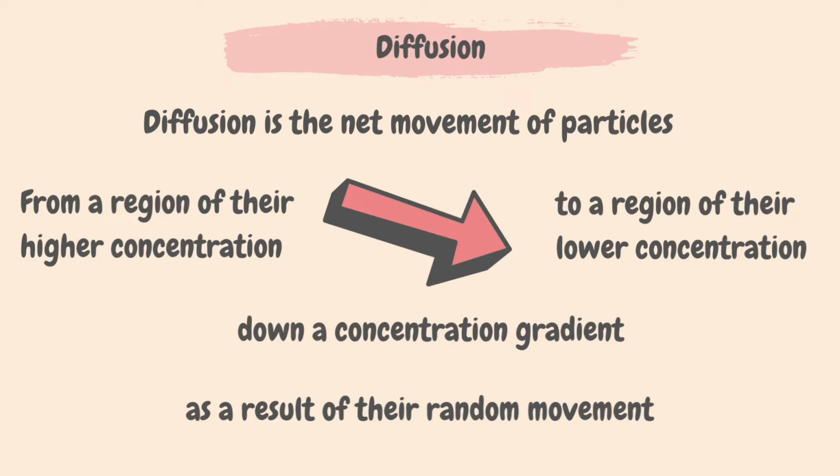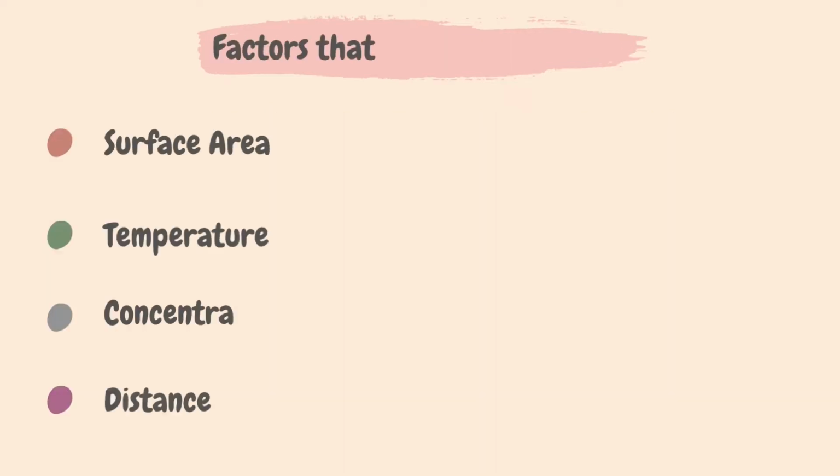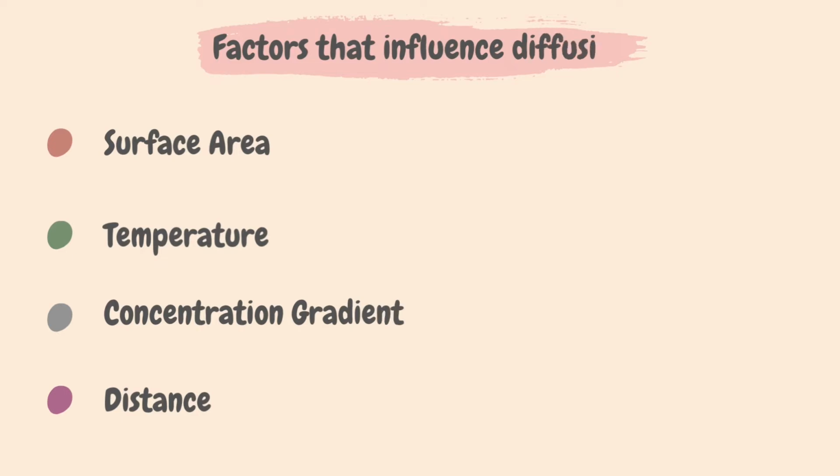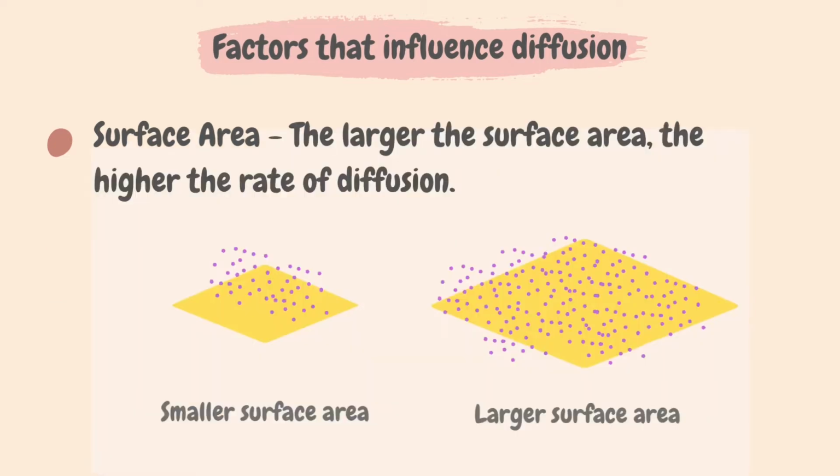Now let's take a look at the factors that influence diffusion. They are surface area, temperature, concentration gradient, and distance. The first factor is surface area. The larger the surface area, the higher the rate of diffusion. This is because more molecules at a given time will be diffusing.